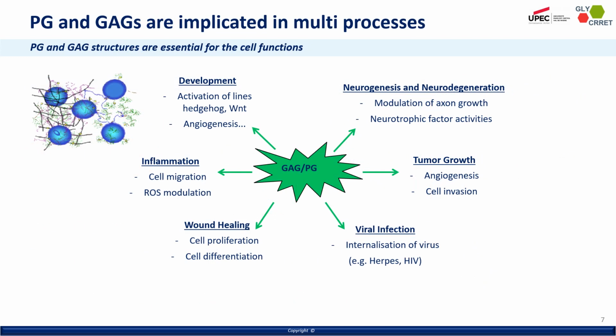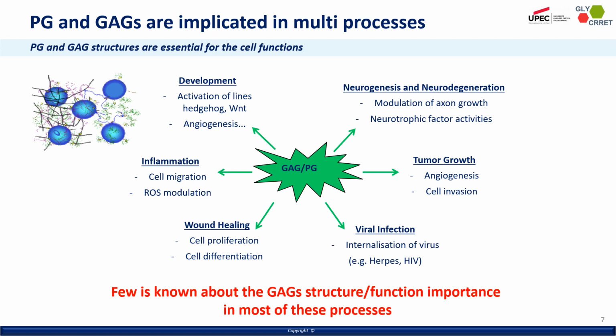So these proteoglycans and glycosaminoglycans, which can be located at the cell surface or in the extracellular matrix, play essential roles in cell function. They are involved in biological processes, for instance neurogenesis, neurodegeneration, tumor growth, wound healing, development, and many others. However, little is known about the importance of these GAG structures and their function in most of these processes.